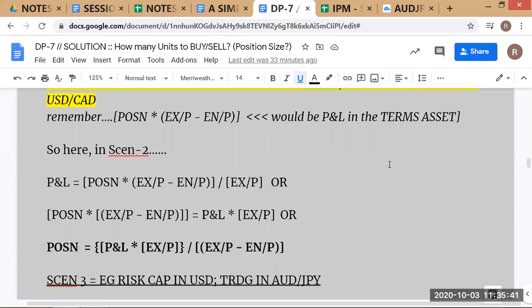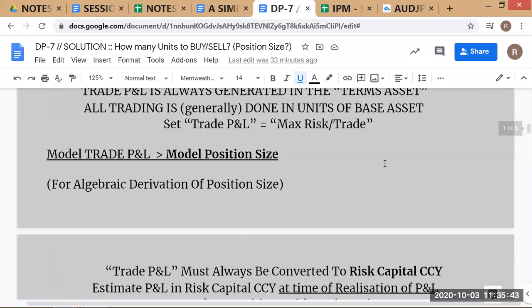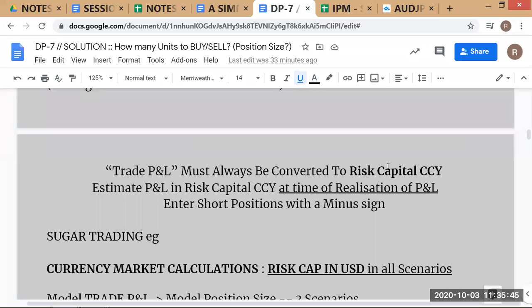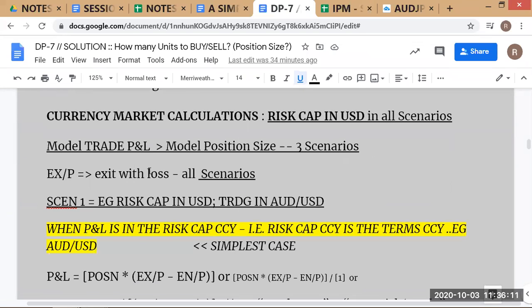But remember this rule here. It is not sufficient to have the trade P&L in the terms asset, because what if the terms currency is not the risk capital currency? You have to then convert the trade P&L in the terms currency to the risk capital currency. Is this clear? Yes, sir. It is clear.